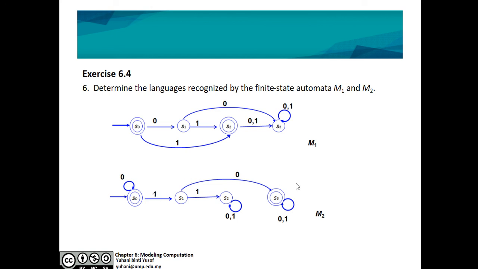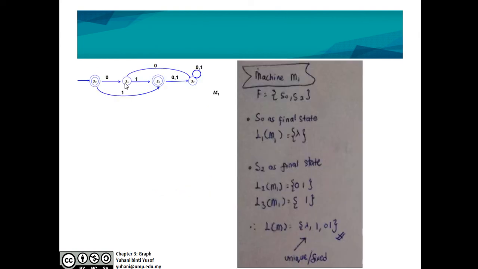Okay, so it is different from S2. You need to ensure that you focus on S0 and S3. Okay, let's go for the M1. So you see here the final states are given by S0 and S2. So we need to list first before we make a conclusion.